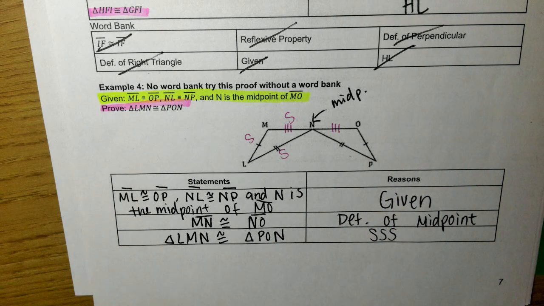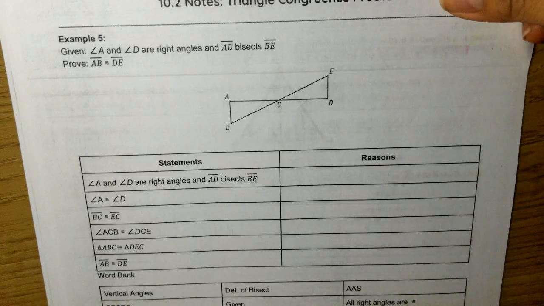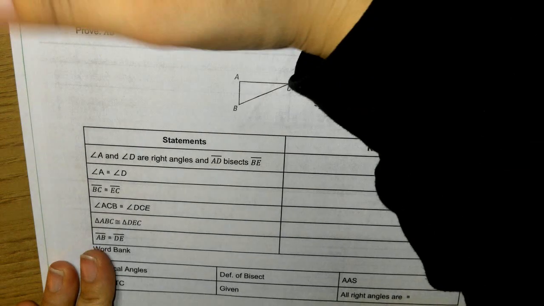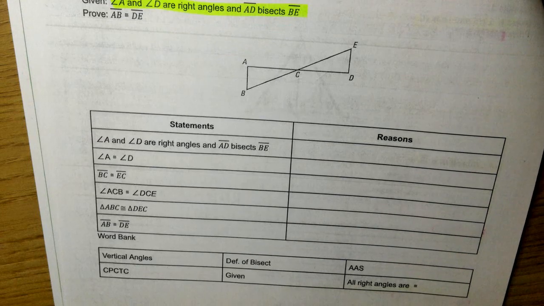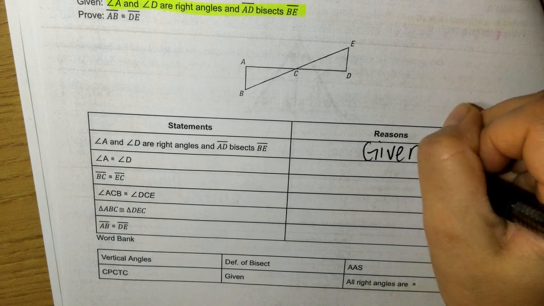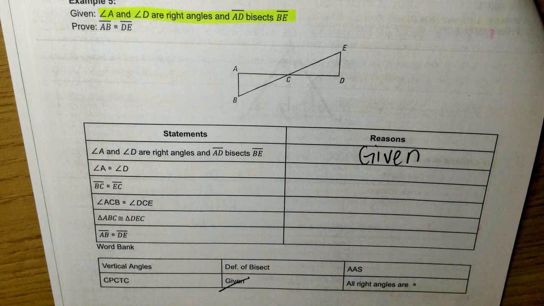Alright guys, we are almost done. We got one more proof, and then you guys can start on your practice. Alright, last proof. Probably the hardest one. This was given to me. Need to write given in my first box. Ooh, this one's kind of nice. They gave me a word bank. But they did not mark up anything, so I'm going to go ahead and mark it up.